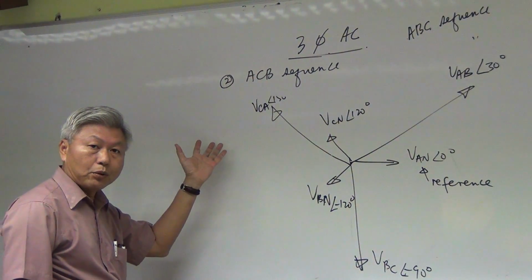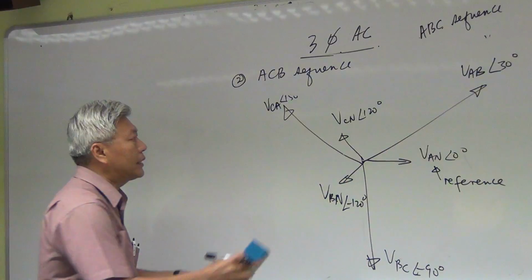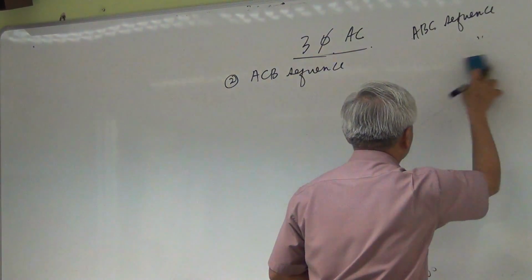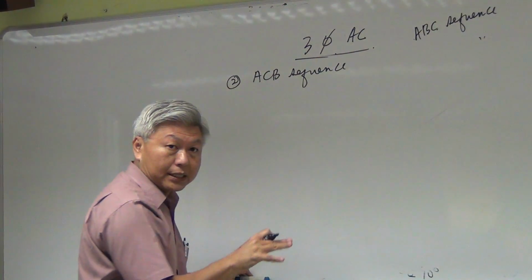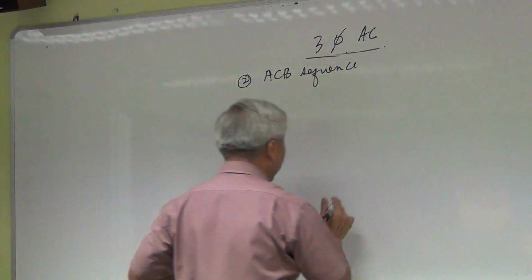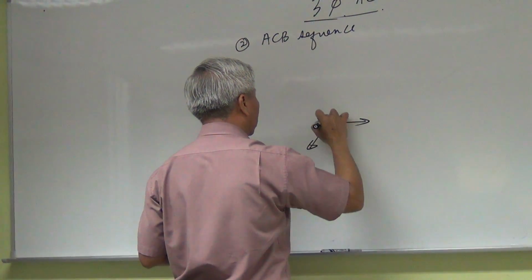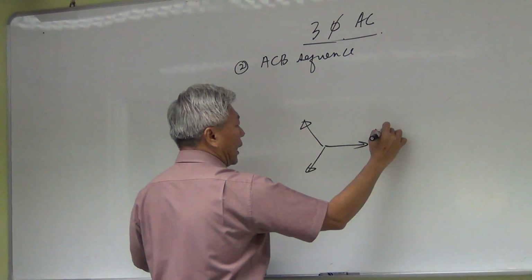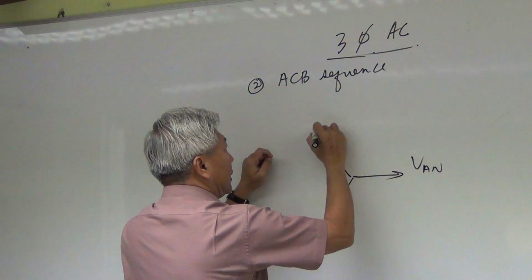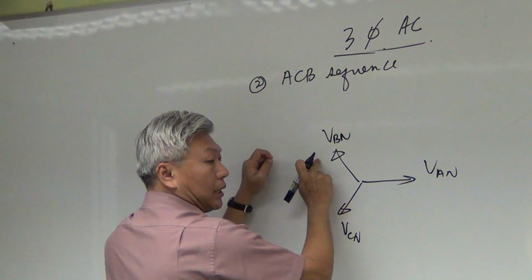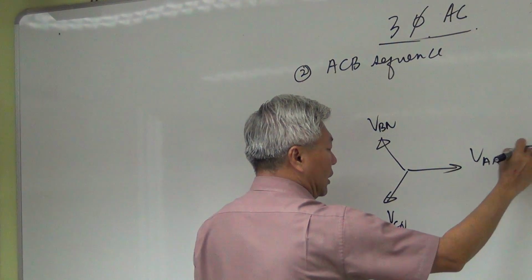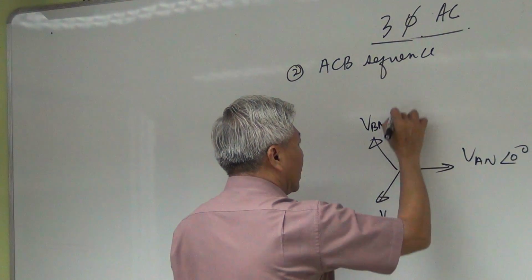Just now was ABC sequence, so another three phase. If it's ACB sequence, your phasor diagram is still the same. The shape, the look is the same, but the name is not the same. Now it's ACB sequence. So again, you have three short arrows. So this is VAN, VCN, and this VBN. Can you see? ACB. Just now was ABC, now it's ACB. So here is 0 degree, here is minus 120 degree, here is 120 degree.